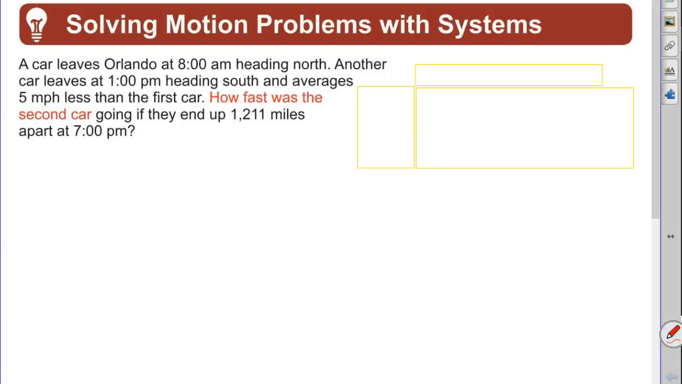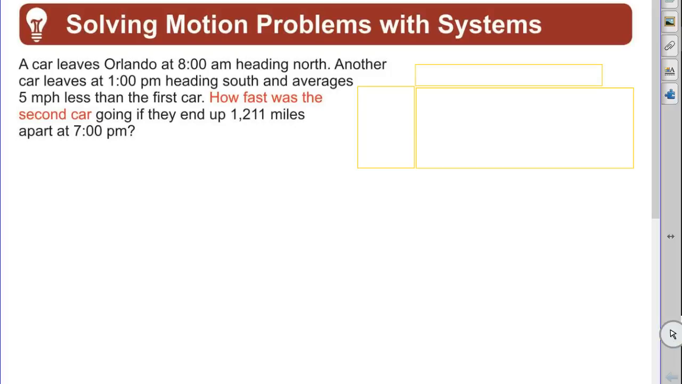A car leaves Orlando at 8 a.m. heading north. Another car leaves at 1 p.m. heading south and averages 5 miles an hour less than the first car. How fast was the second car going if they end up 1,211 miles apart at 7 p.m.? Seems impossible, right? Well, it's not.